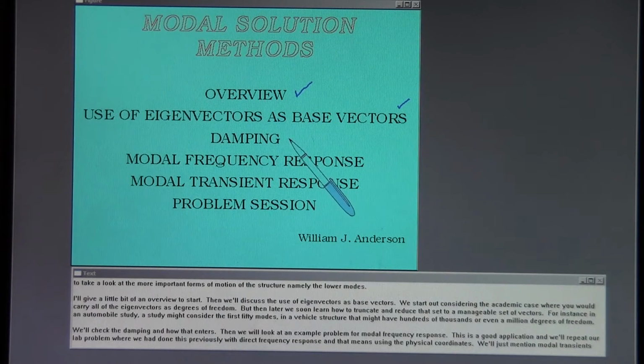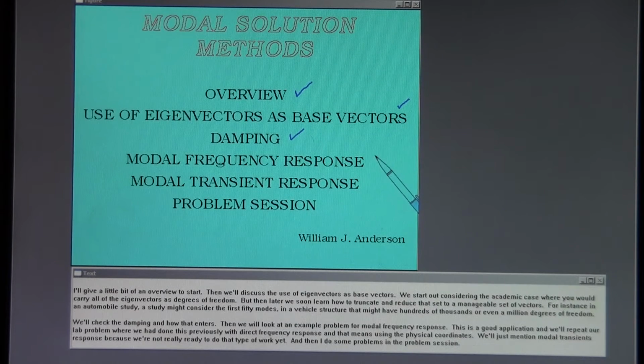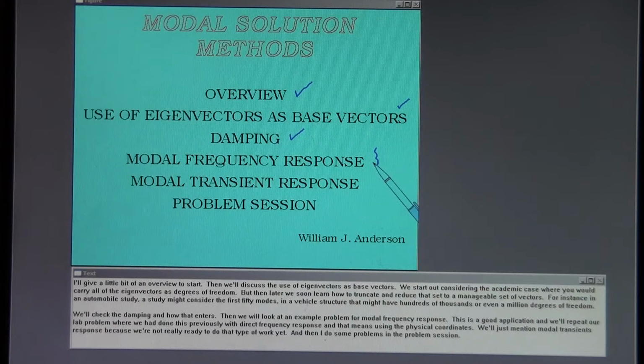We'll check the damping and how that enters. Then we will look at an example problem for modal frequency response. This is a good application, and we'll repeat our lab problem where we had done this previously with direct frequency response, and that means using the physical coordinates. We'll just mention modal transient response because we're not ready to really do that type of work yet, and then I'll do some problems in the problem session.